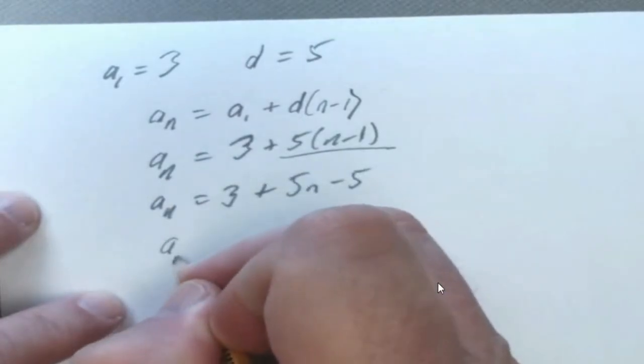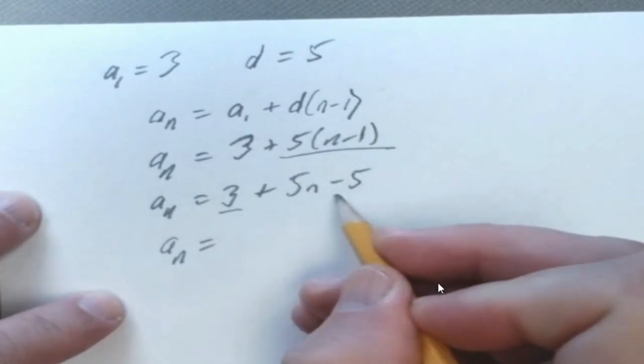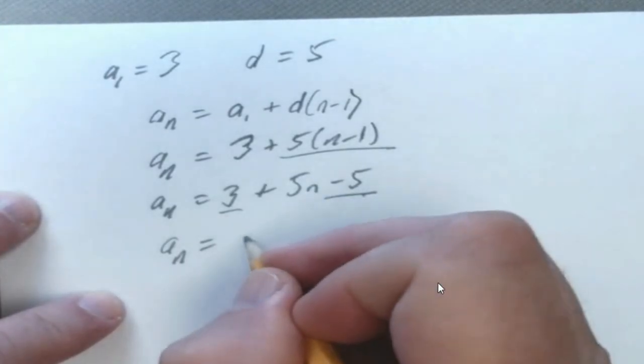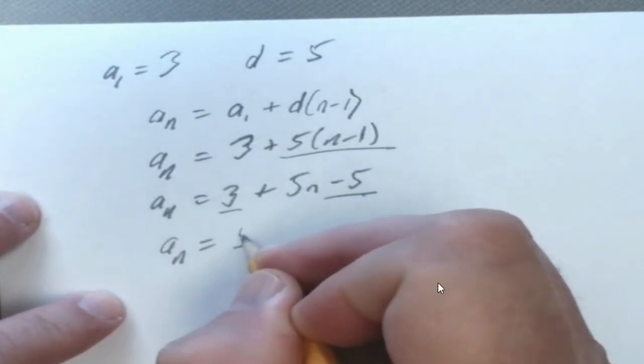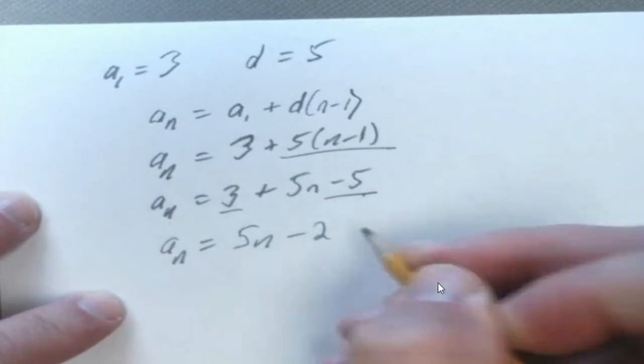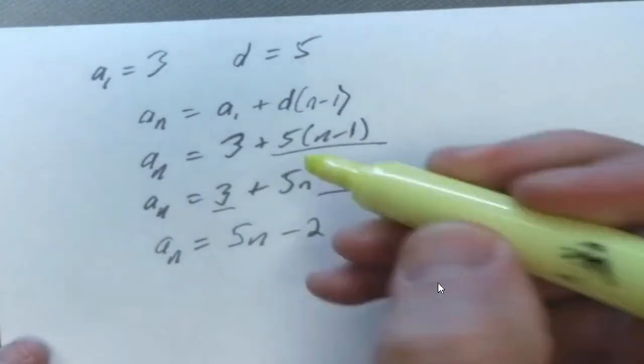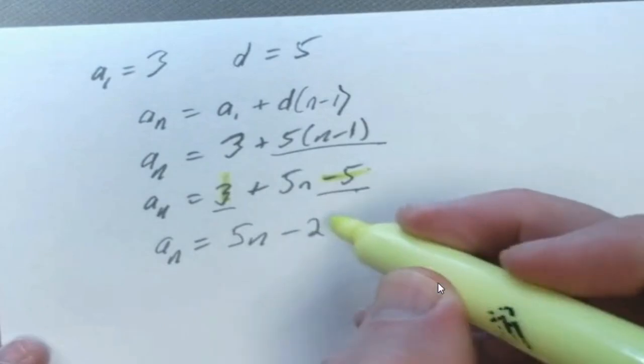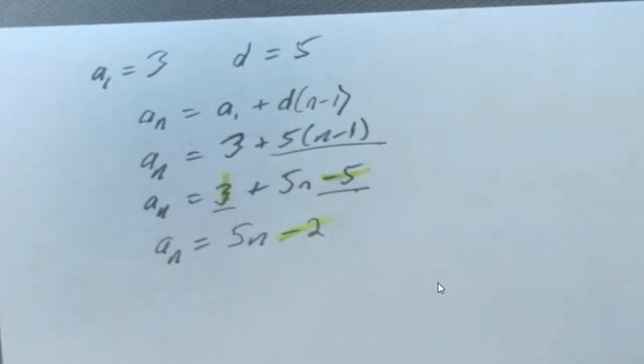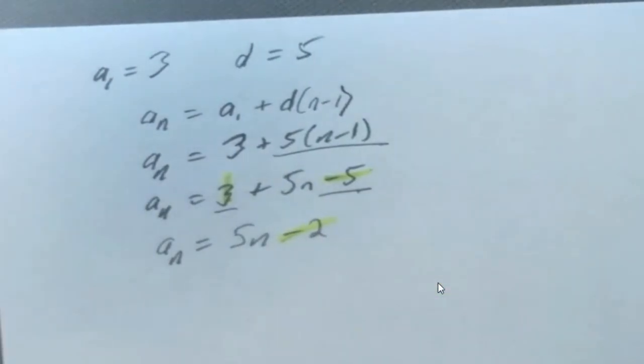So then a sub n equals 3 minus 5. Those are like terms. So let's just put the 5n in first: 5n minus 2, because 3 and negative 5 equals negative 2. So this is what our equation for our graph will look like.